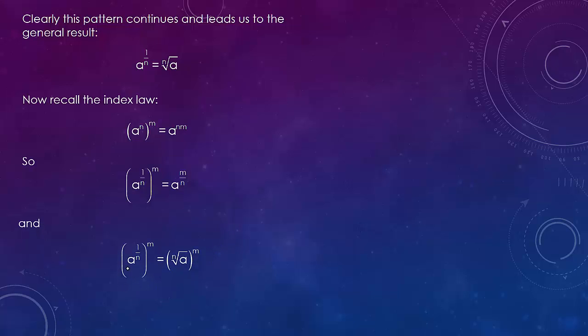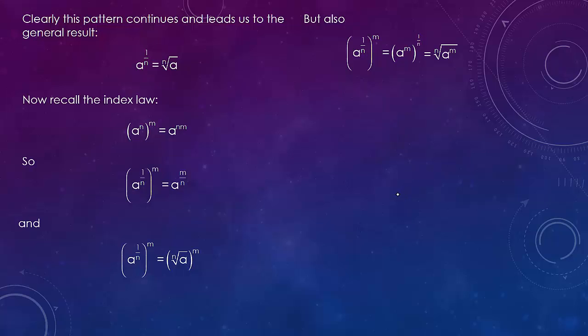And if we have a to the 1 over n to the m, we can also write the a to the 1 over n from here as the nth root of a. But also, if we have a to the 1 over n to the m, because we're just multiplying these indices, we can interchange them and have the m inside the bracket and the 1 over n outside. And that would give us the nth root of a to the m by following the index law.